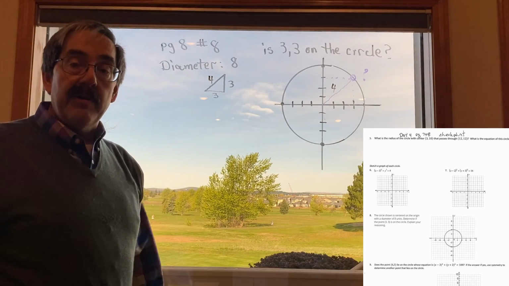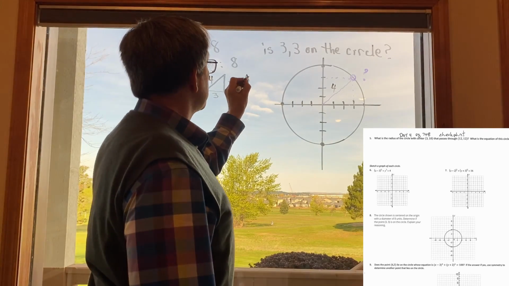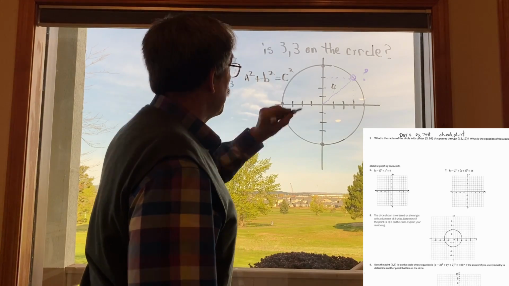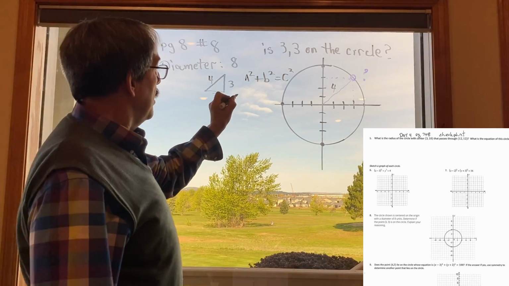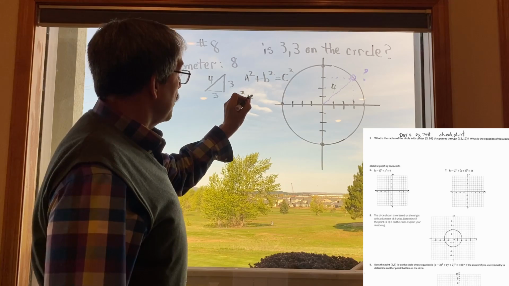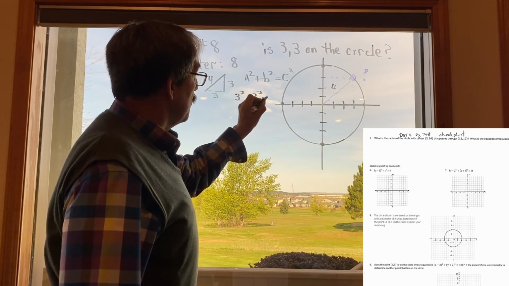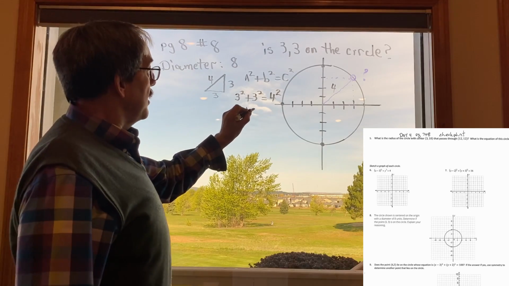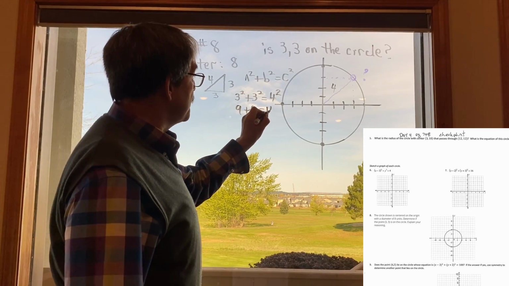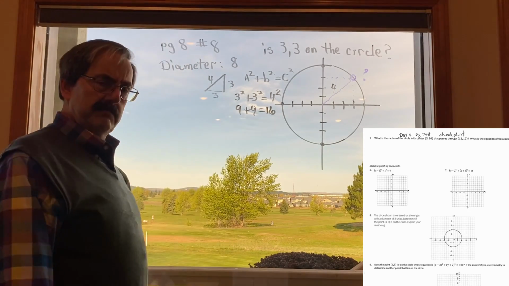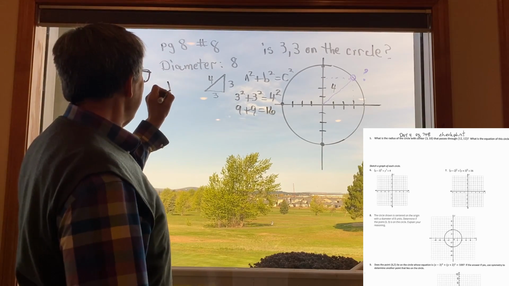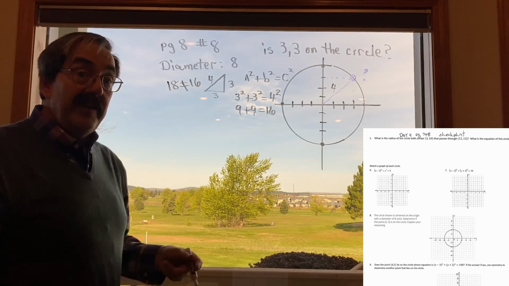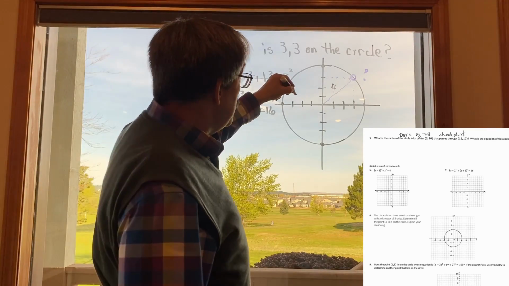Well, let's just use the Pythagorean theorem. A squared plus b squared equals c squared. We know 3 squared plus 3 squared equals 4 squared. 9 plus 9 equals 16. What? 18 is not equal to 16. The answer is no.